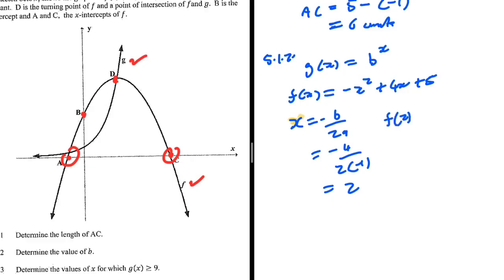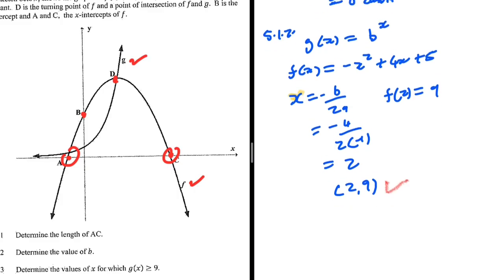And then f of 2. We want to substitute 2 into f of x. So minus 2 squared plus 4 multiplied by 2 plus 5. This is equal to 9. So f of 2 is equal to 9. So this point, when x is equal to 2 and y is equal to 9, it lies on g of x. So we can substitute it into g of x.